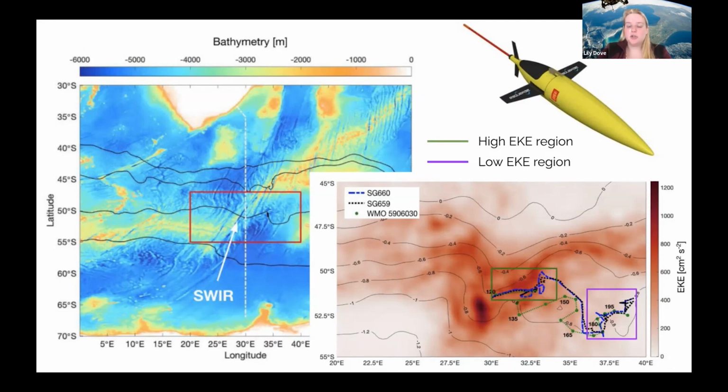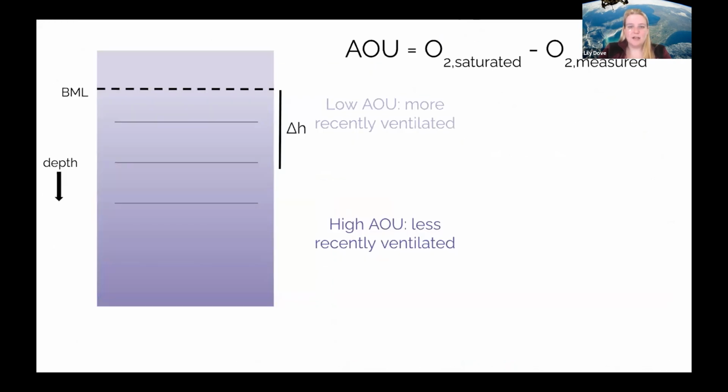So having these two different tools at our disposal is extremely useful. And I'm going to talk a little bit about some of the results we saw and then how we applied that to the full Southern Ocean. But before I can do that, I need to introduce you to the concept of AOU, which is the difference in saturated oxygen and measured oxygen.